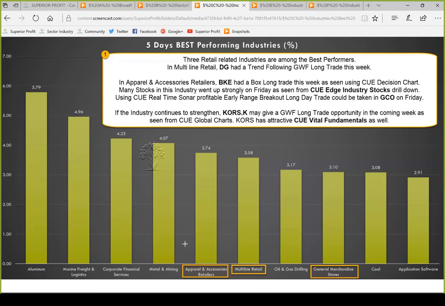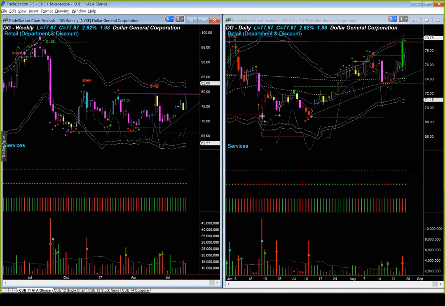We see that three of the retail sectors performed very well: apparel and accessories retailer, multi-line retailer, and general merchandise stores. In multi-line retail, DG, a discount store, had a trend following go with flow long trade this week. Let's look at DG using Q charts. We see that from this low, DG went up and hit the upper boundary line.